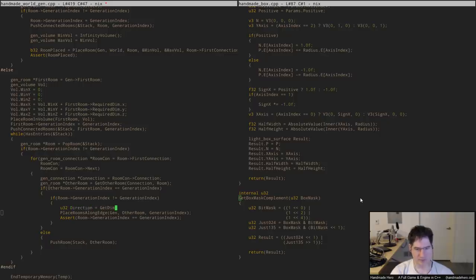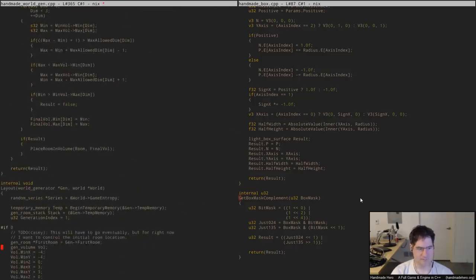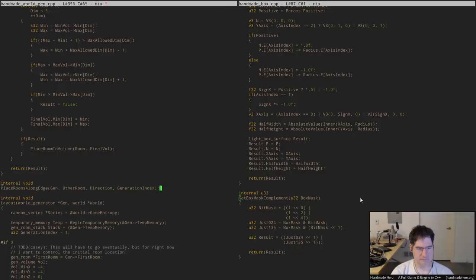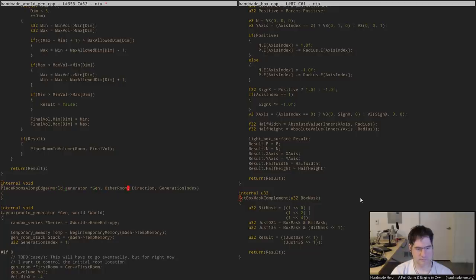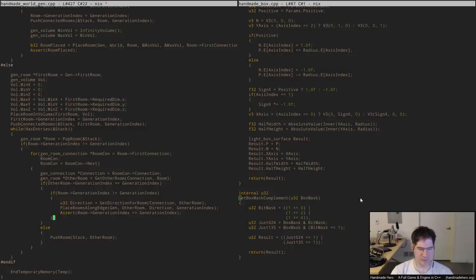So I'm going to say direction equals get direction for room. And I'm just going to say for this connection, what direction, I guess it's this room. From the other room to me, what direction is it going, right? And then we'll say, hey, that's the edge we're talking about here. So I want to figure out what the bounds are of that edge, and we'll do that in a second. But that's, I think, the sketch of the routine, right? We're just going to go through and place rooms along the edge, and then when we're done, we assume that we did place that room.